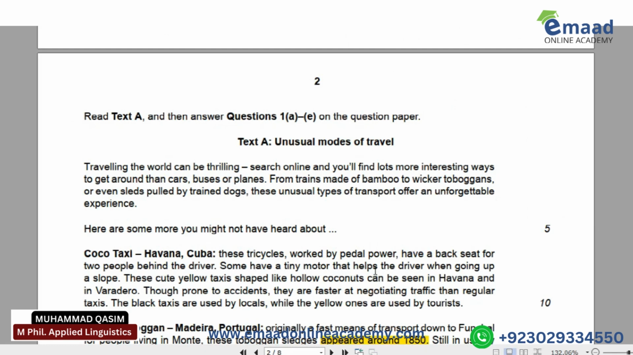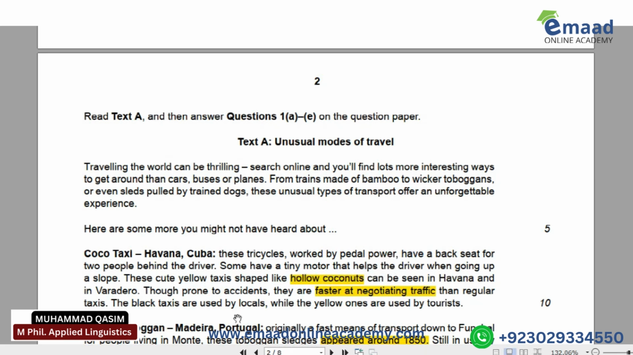Some have a tiny motor that helps the driver when going up a slope. These cute yellow taxis shaped like hollow coconuts. So it can also attract the tourists. It's the hollow coconut shape of this taxi, yellow cube. In Havana and Valladolid, though prone to accidents, they are faster at negotiating traffic than regular taxis. So, faster than regular. This can also be a feature that you can take. Let me highlight it. This one, then the hollow coconut shape. This one can be there.